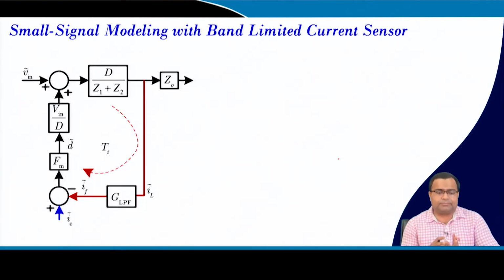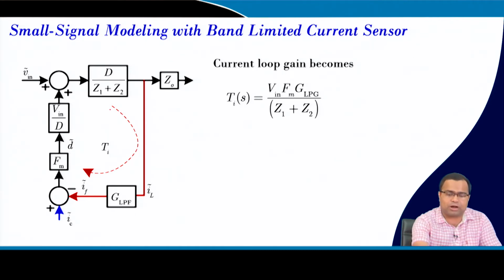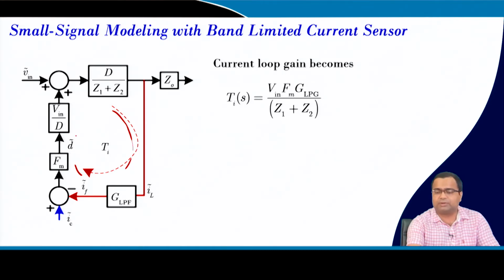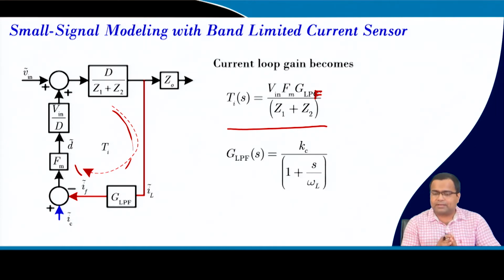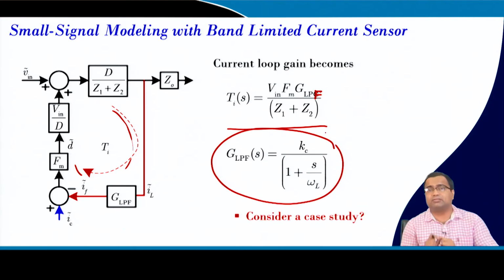So, this is the block diagram of the closed current loop, and we can obtain the current loop gain simply by the product of all these terms in this loop, and this is the expression. So, it is the low pass filter, LPF. We have considered that it is a first order low pass filter, and we will consider a case study and see what happens.